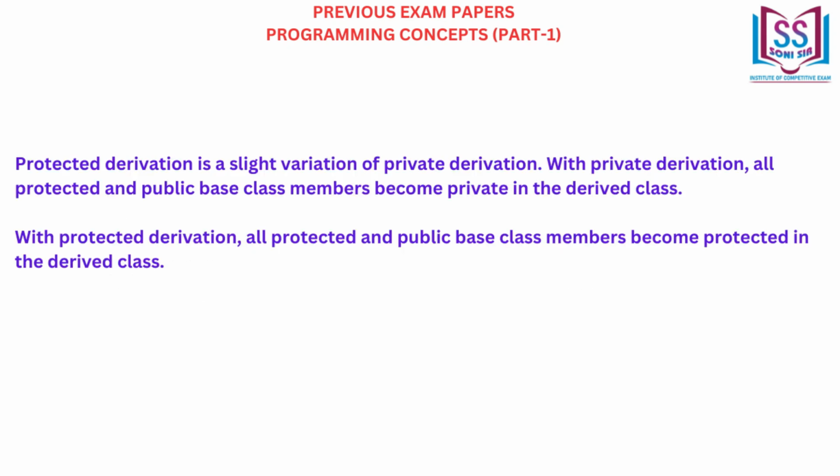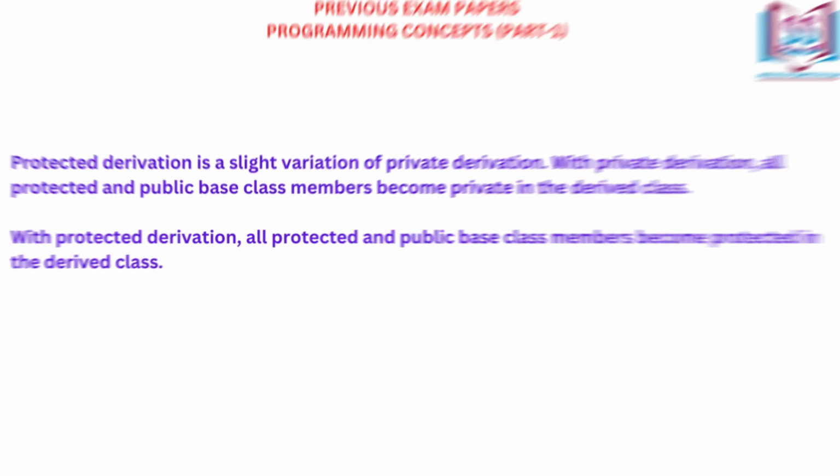Protected derivation is a slight variation of private derivation. With private derivation, all protected and public base class members become private in the derived class. With protected derivation, all protected and public base class members become protected in the derived class.